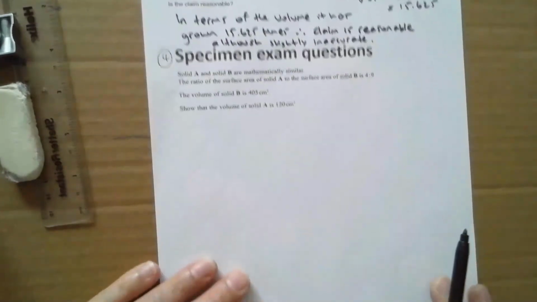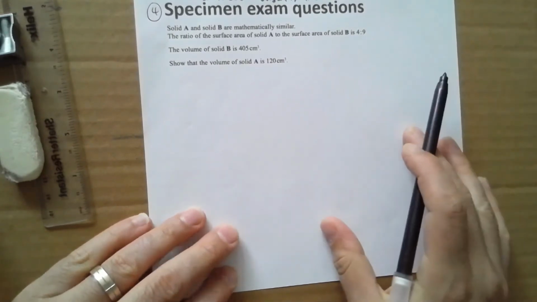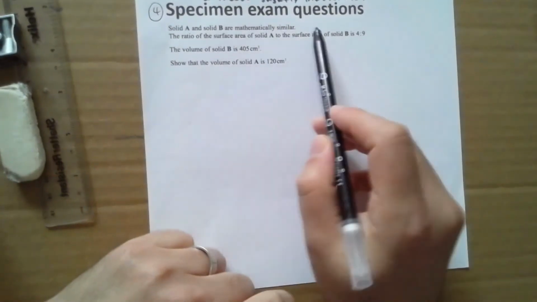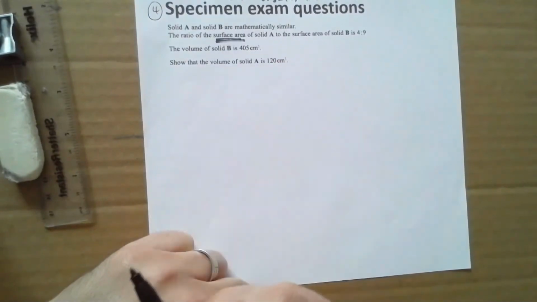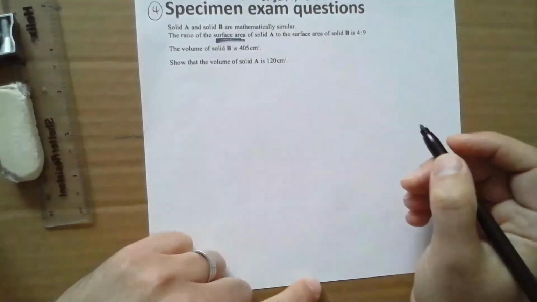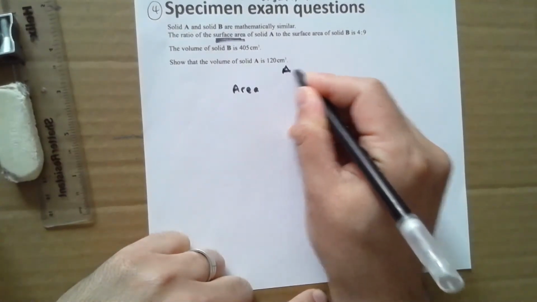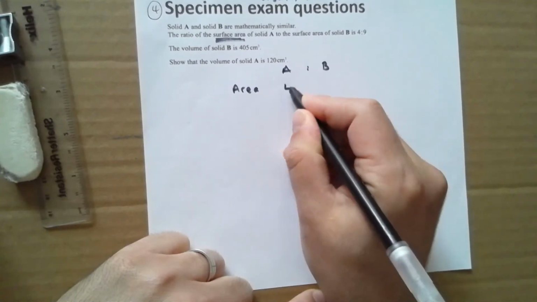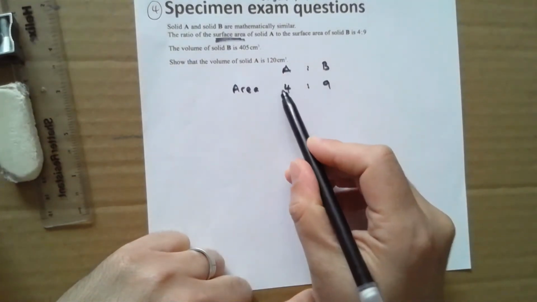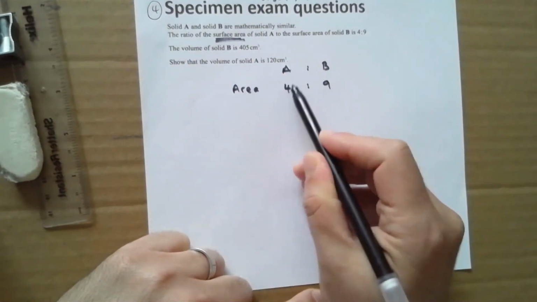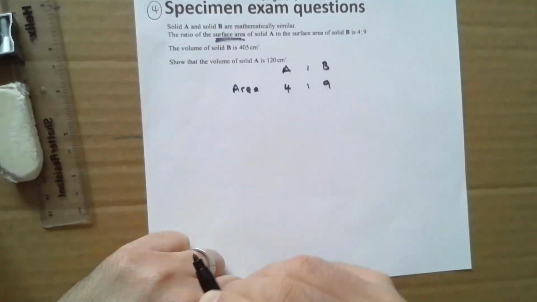Question 4. So I took this from an old exam question. You've got A and B, that's mathematically similar. You've got the ratio of surface areas is 4 to 9. So we know in terms of area, solid A to solid B is in the ratio 4 to 9. All that means is for every 4 units, in this case square centimeters in A, there are 9 square centimeters in B.